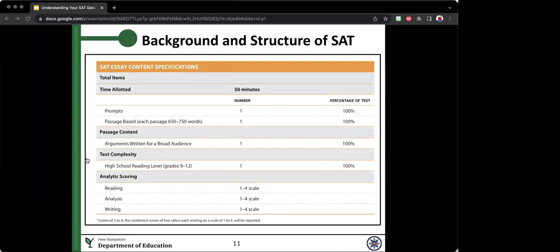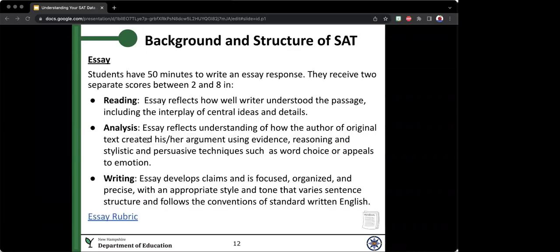So this is a look at the SAT essay more in depth. The kids have one prompt. They are given a passage to read. Each passage typically ranges from about 650 to 750 words. And then they're assessed by two scorers on a 1 to 4 point scale. So the two rater scores are added together to arrive at a score between a 2 and an 8. That would be the total score a child could receive.